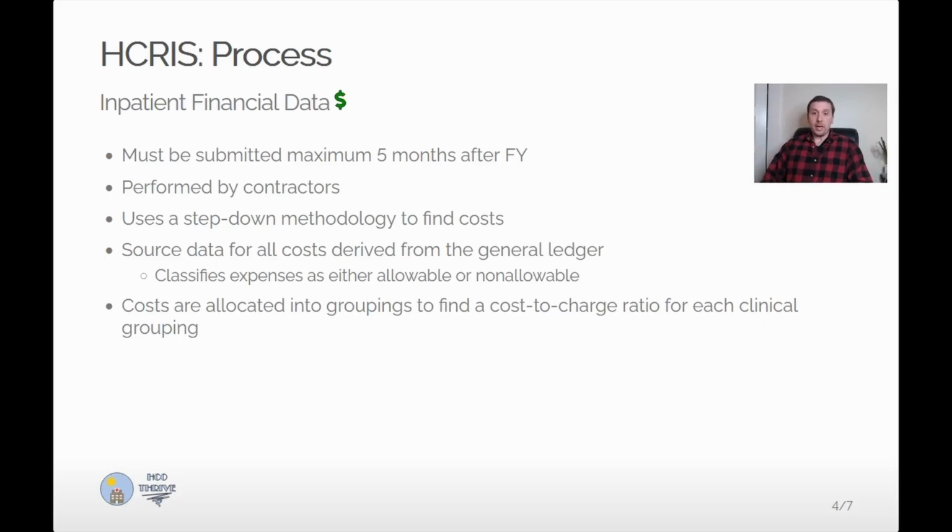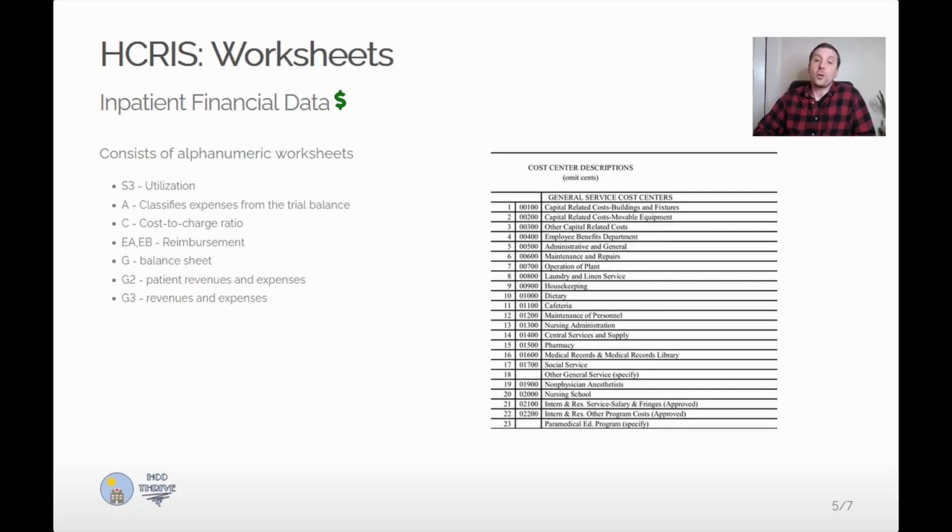It's usually done by contractors. It uses a step-down methodology to find costs. Costs are derived from the general ledger and then classifies expenses as either allowable or non-allowable. And then these costs are classified into groupings, and then you find a cost-to-charge ratio for each clinical grouping. The cost reports are organized by alphanumeric worksheets.